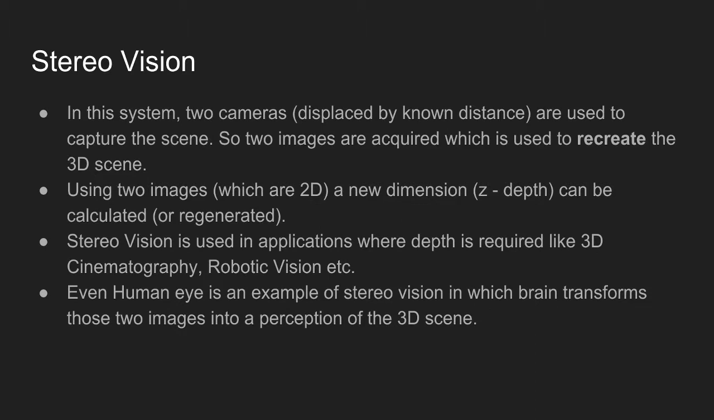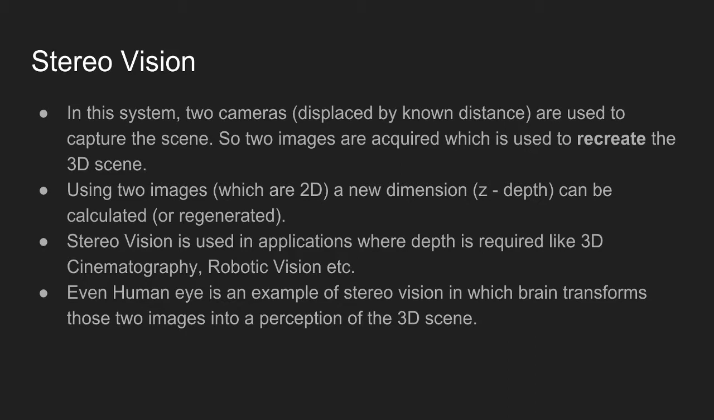What stereo vision does is it has two cameras, and the displacement between those cameras is known to us. So those two cameras capture two images. Then we do some calculation on those two images to get the value of depth. So a new dimension z, actually not new, but it is regenerated. The depth can be calculated. So stereo vision is used in applications where depth is required, like 3D cinematography, robotic vision, and the human eye is a great example of stereo vision.